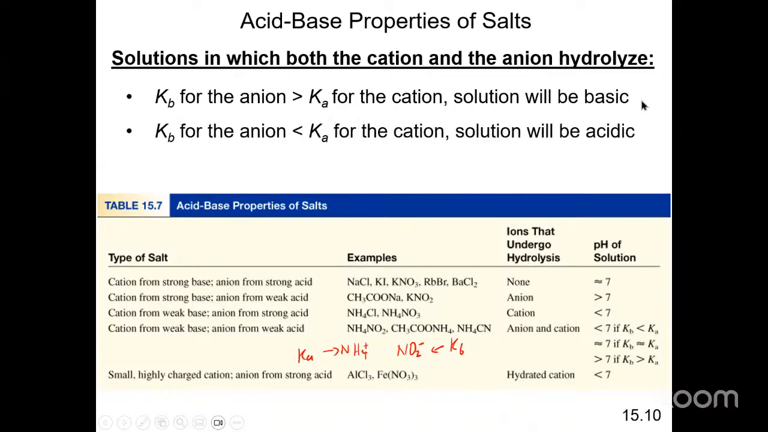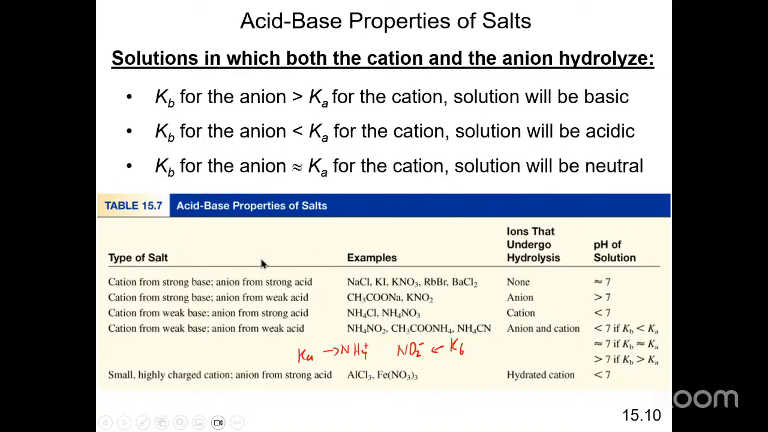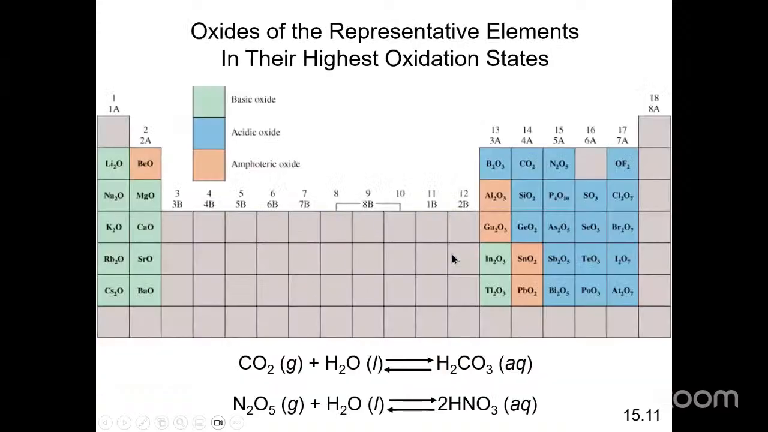Now up here, basically this is reiterating what I said here. If Kb for the anion is greater than Ka for the cation, then the solution will be basic. If Kb for the anion is less than the Ka for the cation, then the solution will be acidic. So that's what I was talking about right here. It all depends on comparing the Ka to Kb and which one will be greater, right? And also, if Kb is approximately equal to Ka, then the solution will be neutral. All right, so that's as far as acid-base properties are concerned.